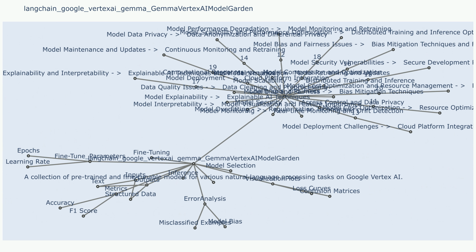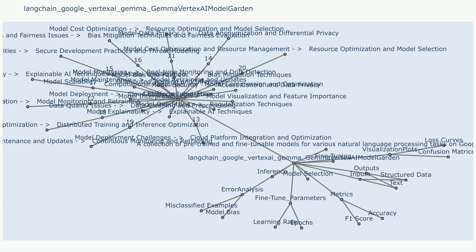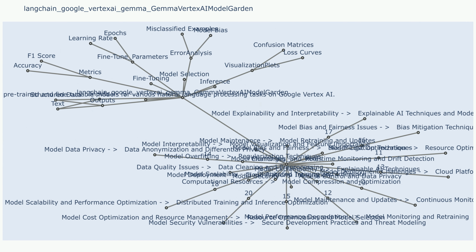Model execution. The tool sends the processed input data to the loaded Vertex AI model. This initiates the model's prediction process, generating an output based on the model's trained capabilities. Output formatting. The tool formats the output from the Vertex AI model into a suitable representation for the Langchain chain. This might involve post-processing or conversion to a specific data structure.